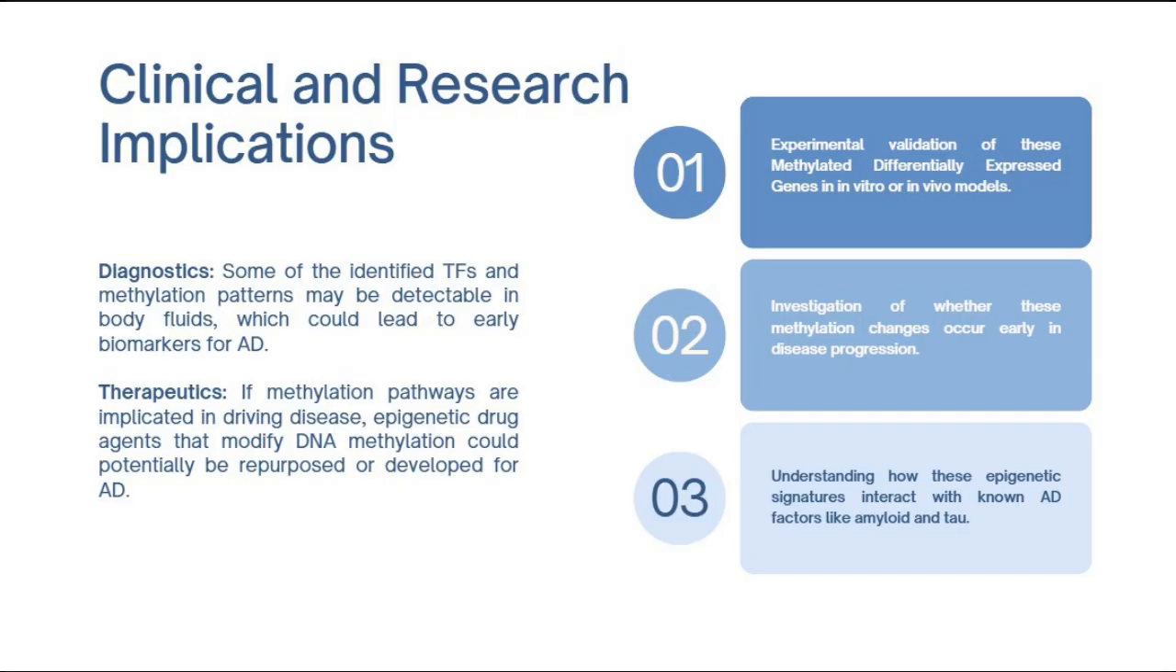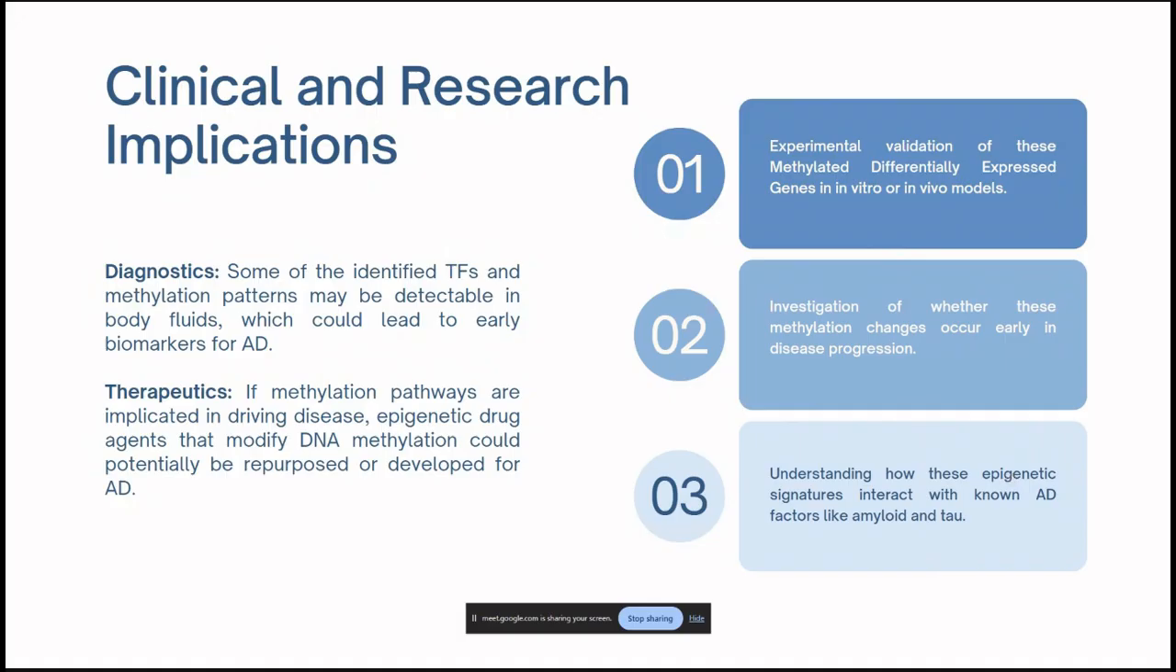While the bioinformatic approach is powerful, it also has limitations, obviously. Public datasets might contain variability from different platforms or populations. Correlation between methylation and expression doesn't necessarily imply causation, and these predictions require experimental validation to confirm biological relevance. So these are the things we should consider in our research too.